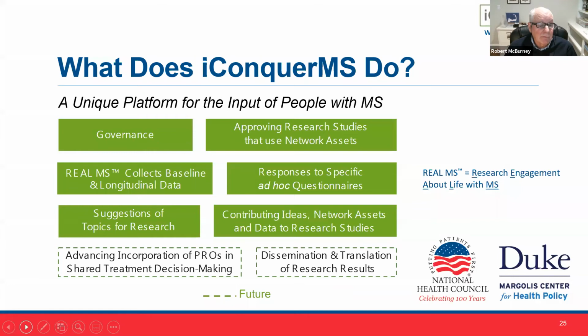In addition to that, and something I'll mention a little bit later, which is for our future, we collect suggestions of topics for research from the community members. And we also contribute ideas and the network assets and data to a wide range of research studies. Probably in the last few years, we've contributed to more than 20 research studies that otherwise might have had a hard time of moving forward.